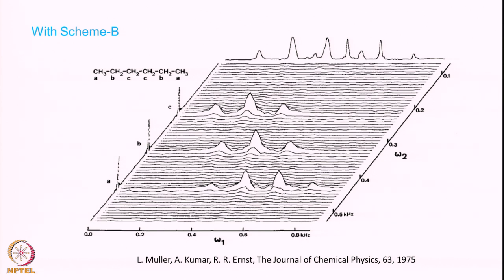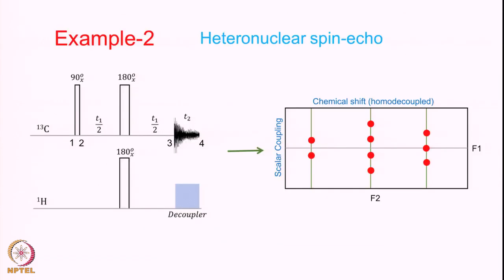Now, you can do even more, that is, we want to completely separate out the chemical shifts and the coupling constants. So, in the earlier cases we have one axis with the chemical shift and the other axis with both chemical shift and coupling constant. But can we do something better than that? So, let us consider a sequence which is like this. You have a T1 period going from here to here, but we apply 180 degree pulses in the middle of the T1 period on both carbon and proton.